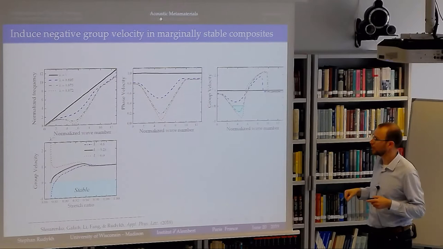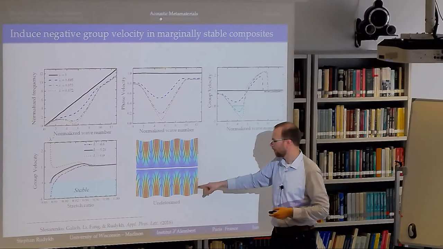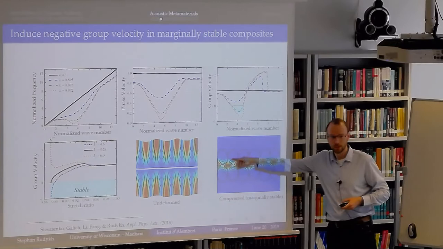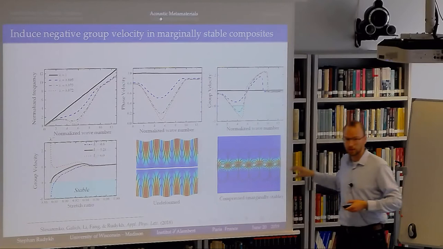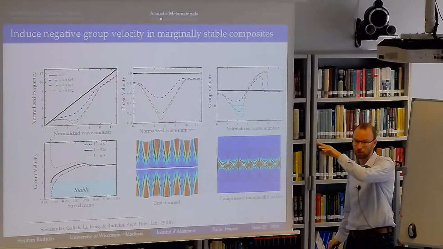Not sure if that really illustrates much, but that's a change in the modes propagating in this direction. That's the undeformed case. This is also before instability, but very close to it. And the motion here is concentrated and going through the layer rather than in the matrix. So this is the laminate, where we get this negative group velocity, and in fact, when we looked into other systems, we found this negative group velocity appearing near instability in all these systems that we talked about.